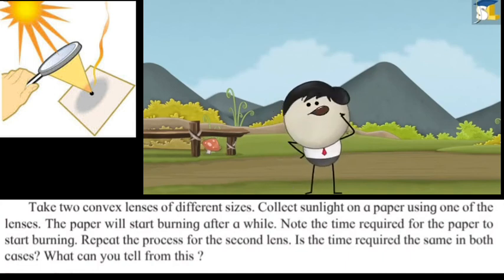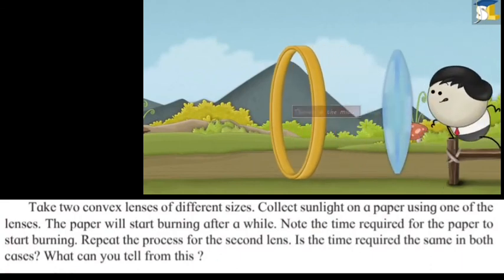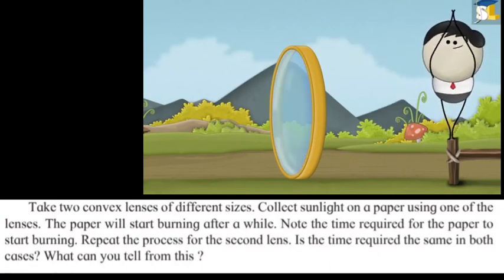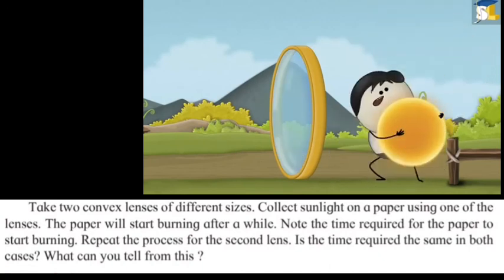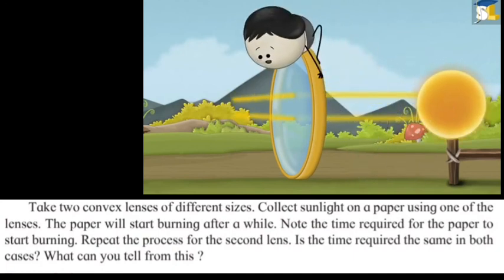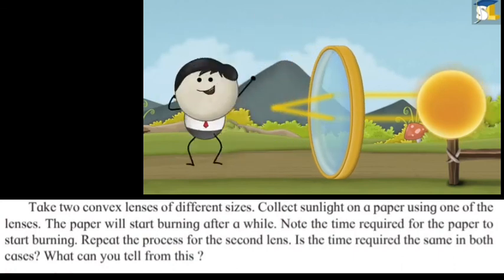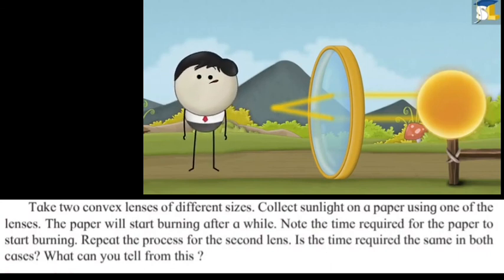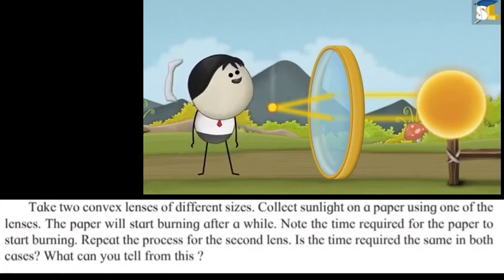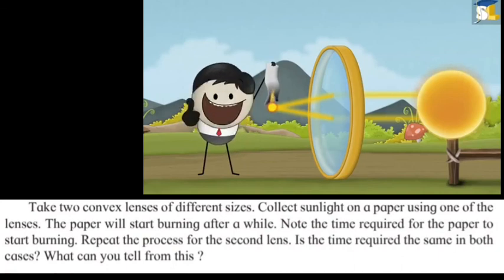They are telling us to take two convex lenses of different sizes and collect sunlight on a paper using one of the lenses. The paper will start burning after a while. Note the time required for the paper to start burning. Repeat the procedure for a second lens. Is the time required the same in both cases? What can you tell from this? We know that the time taken will be different for different lenses because the power of the lens will be different for different lenses.